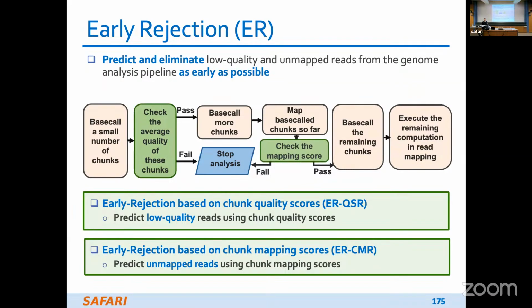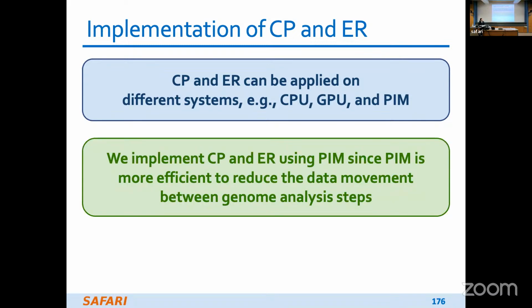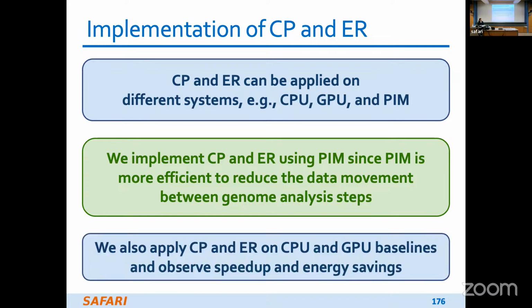There are more details in the paper to discuss how we can choose the chunks that we use to predict the quality scores and the chunk mapping scores. It's worth mentioning that CP and ER can be applied on different systems such as CPU, GPU, and PIM. And we implement CP and ER using PIM, since PIM is more efficient to reduce the data movement between genome analysis steps. And also it can provide timely feedback to the early rejection. We also applied CP and ER on CPU and GPU baselines, and also saw some speedup and energy savings.